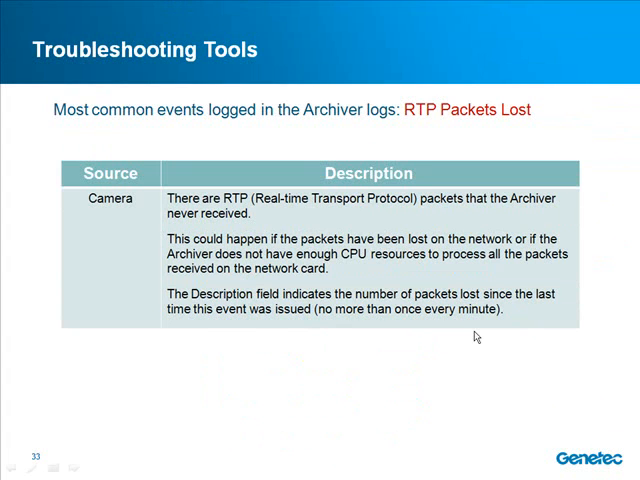Now, a similar common event you might see in the logs is the RTP packets lost message. RTP stands for Real-Time Transport Protocol, and this basically indicates that the archiver did not receive all the expected information from the unit. We could get this message if the packets have been lost over the network, or if the CPU does not have the resources to process the packets received by the network card. In the description for this event, you will be able to see the number of packets lost since the last time you got an RTP packets lost event, which will be no more than once every minute.